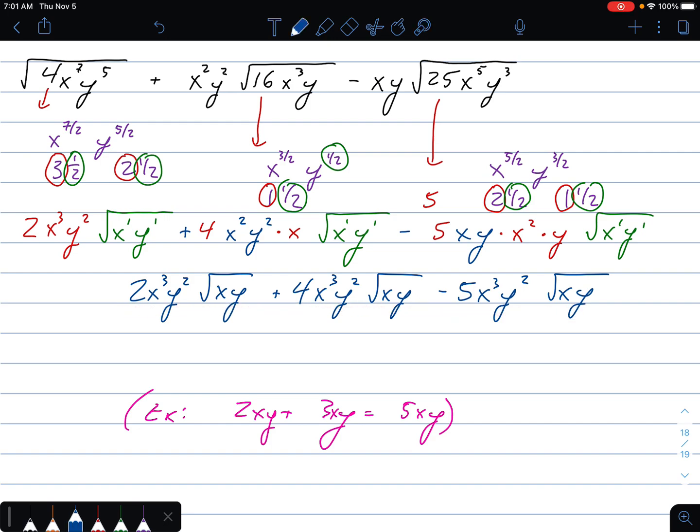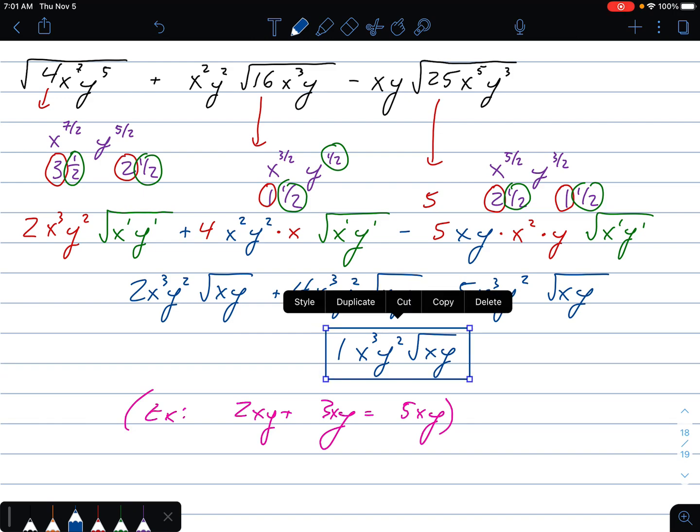So now the only thing I'm looking at is 2 plus 4, that's 6, minus 5, that's 1. So my answer is 1x to the third, y squared, radical xy. All that mess, and your goal is just that it's going to combine. I made it so it can combine. Just make sure you're careful with your simplifying. And there's my final answer. So the only thing I really adjusted was just the 2, the 4, and the 5, once I got everything to match.